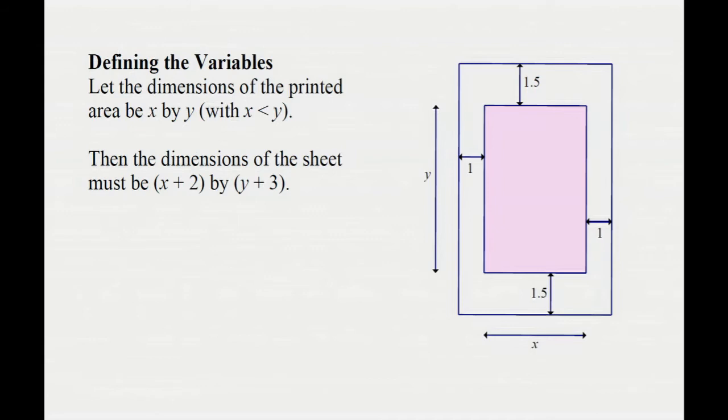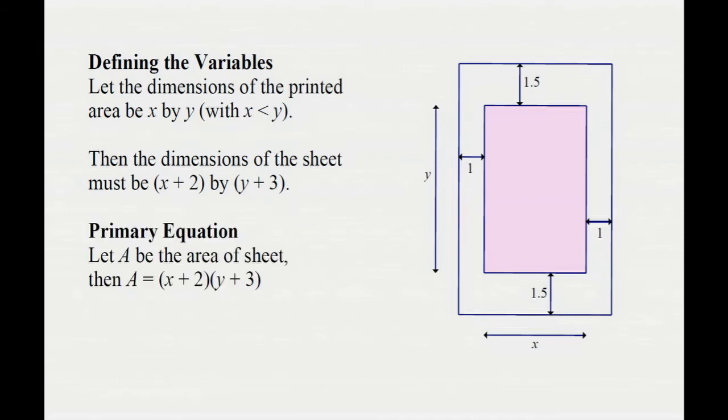So let's repeat. Based on the picture, we define the dimensions of the printed area to be X by Y, with X being smaller than Y. If that's the case, the dimensions of the sheet must be X plus 2 by Y plus 3. It's an important point and it's worth repeating.